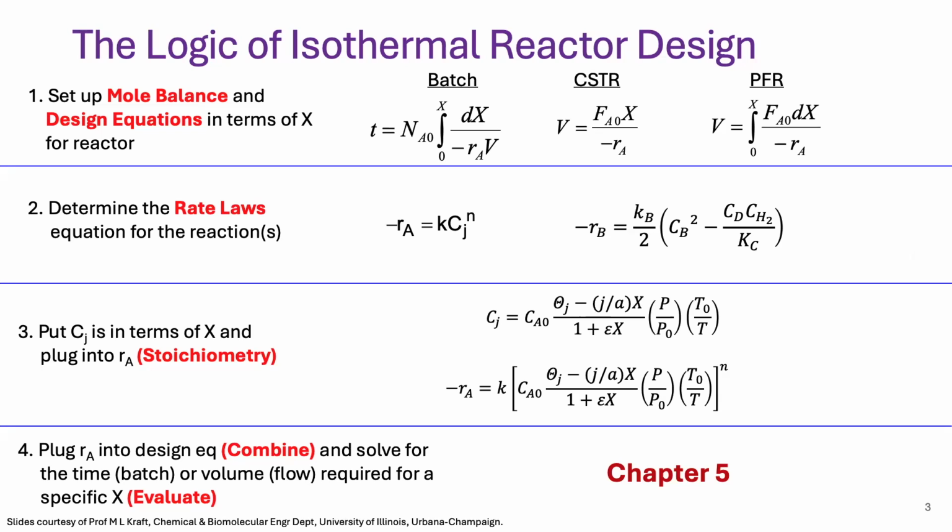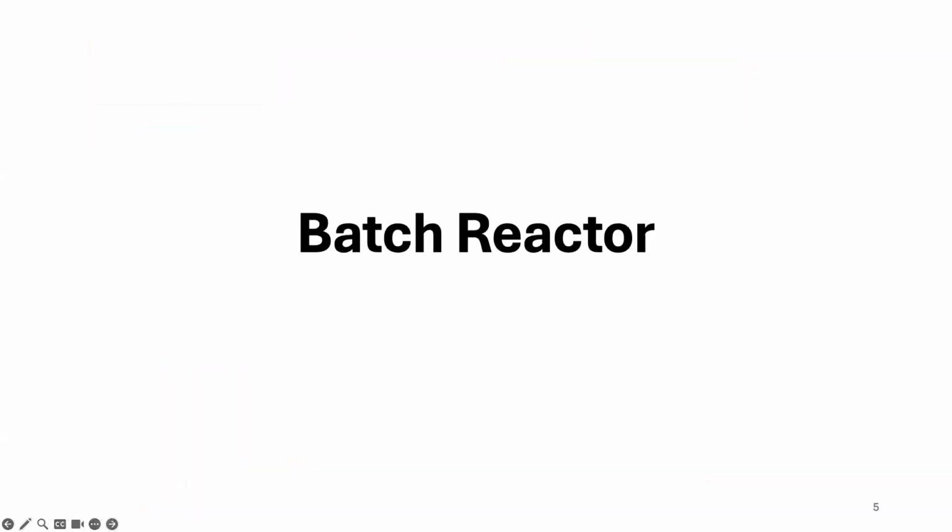And then finally, we'll plug in our expression for the reaction rate into our design equation so that we now have our design equation rewritten in terms of conversion. And with that, we can then determine either the time, if it's a batch reactor, or the volume of the reactor in the flow case required to achieve a specific target conversion. This will be our approach, again, regardless of the type of reactor. And now we'll begin by looking at each type of reactor individually, beginning with the batch reactor.